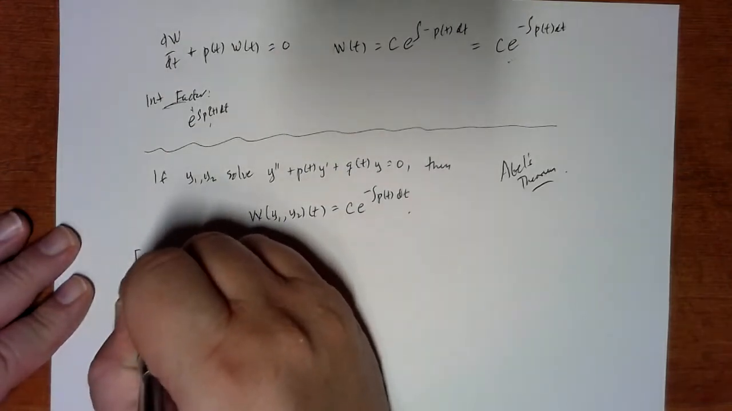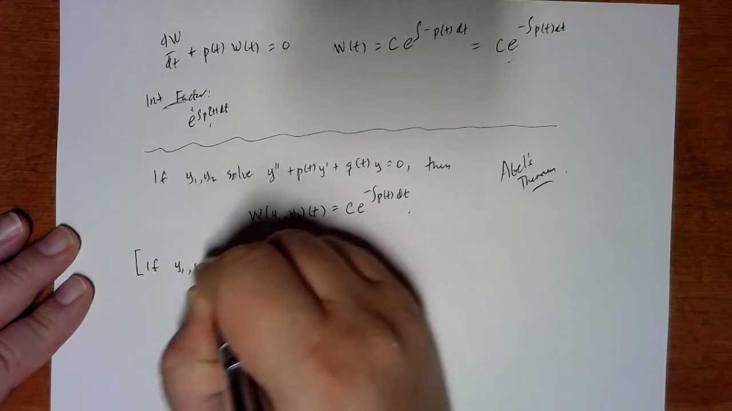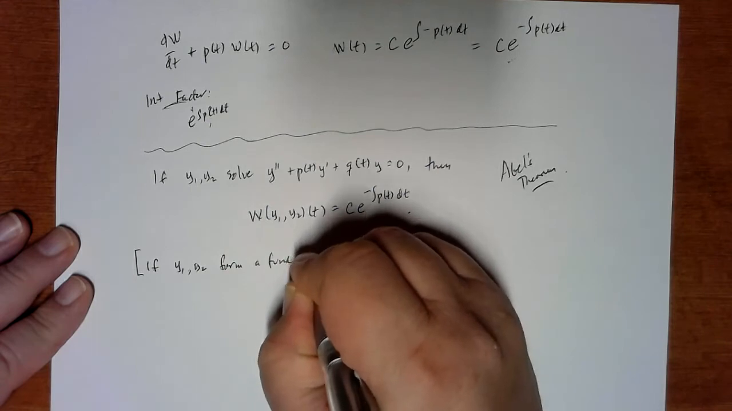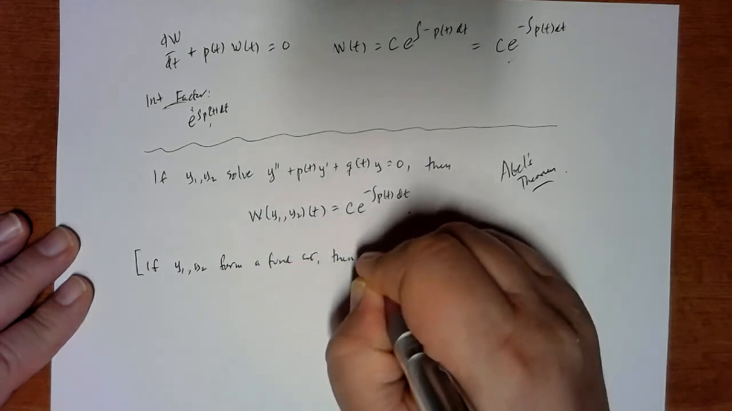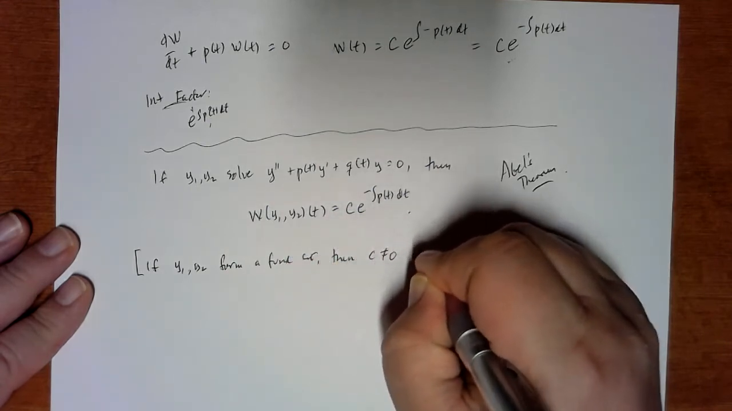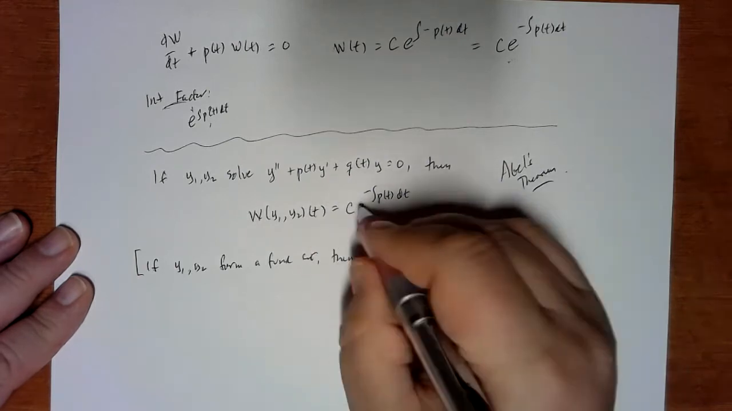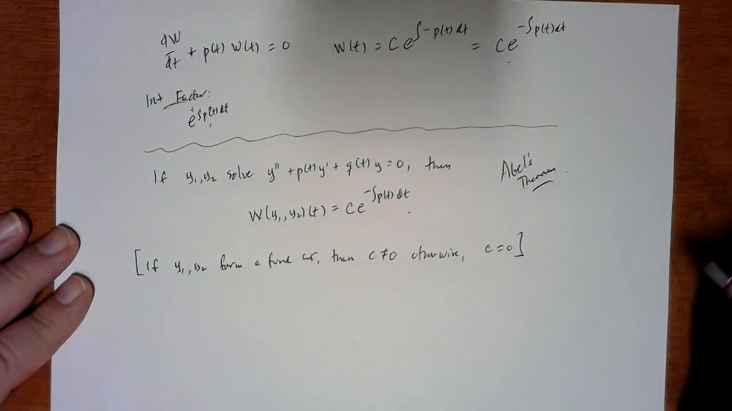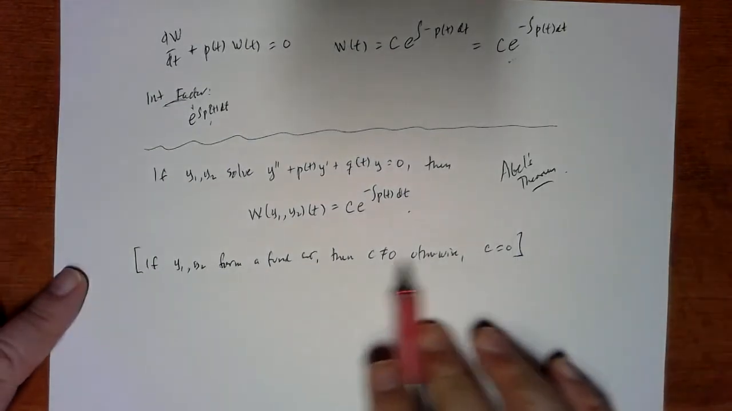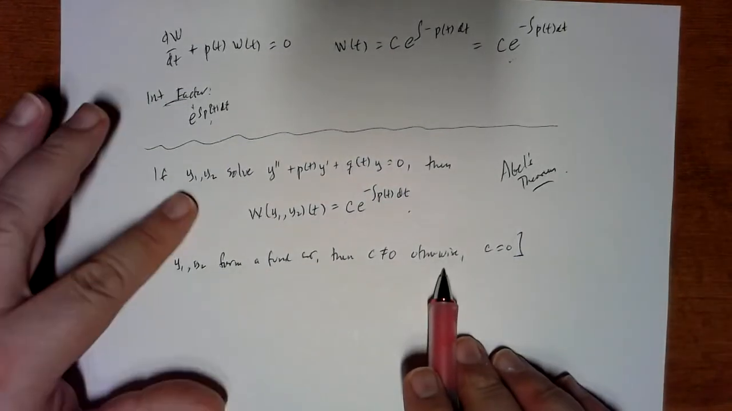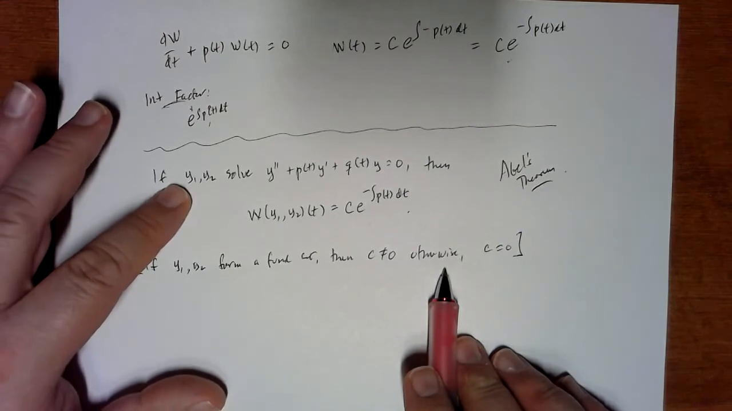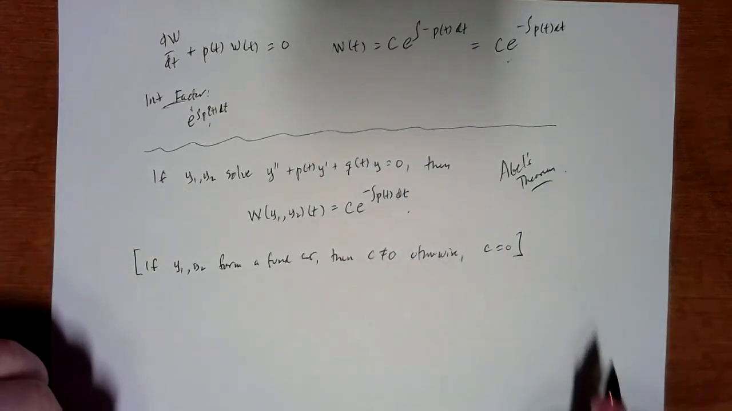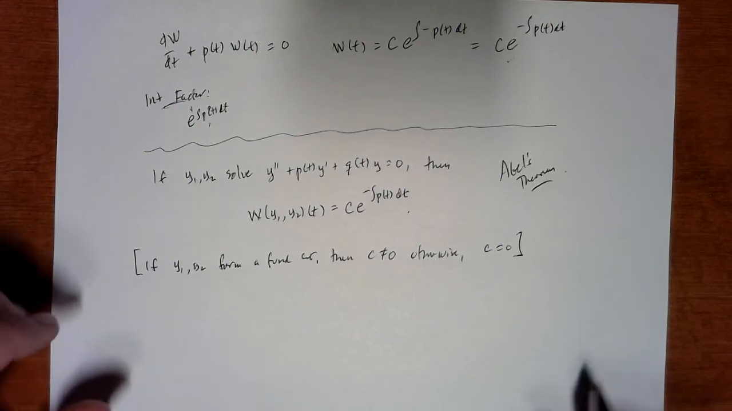Now see, if y1 and y2 form a fundamental set, then c will not be equal to 0. Otherwise, when you're computing your Wronskian, you're going to end up setting your c equal to 0. Okay, and so that's how you get the two functions. Like if y2 is just a constant multiple of y1, then you're going to end up having c equal to 0 when you're solving. Good.